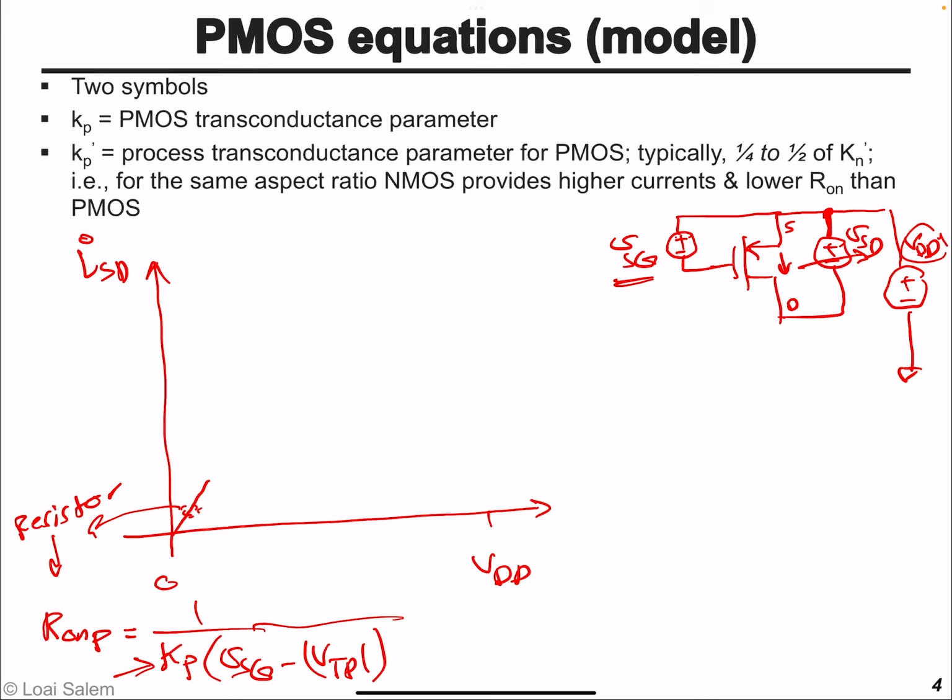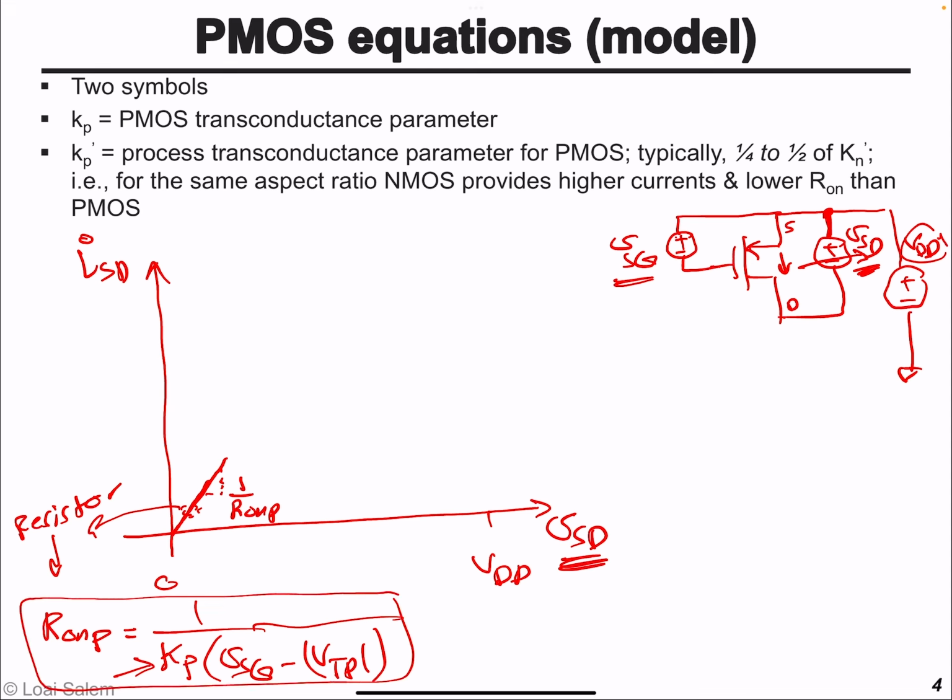Okay, so initially for low VSD values, when this source is small in value, 50 millivolts, 10 millivolts, up to 100 millivolts depending on the technology, essentially we have the drain current increasing linearly with the voltage applied across the transistor, which is the behavior of a resistor. And if we measure the equivalent resistance, which is 1 over the slope of this straight line, we'll find essentially it's given by this relation.